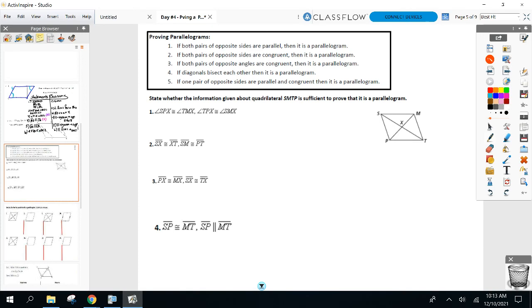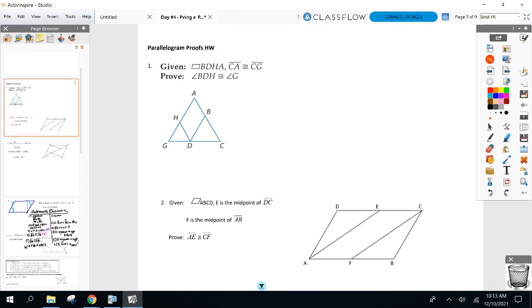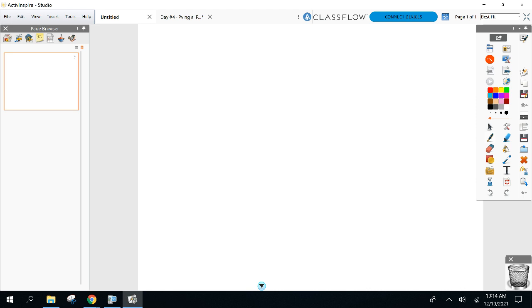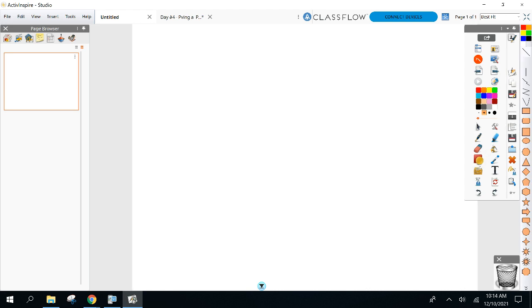All the proofs you did yesterday, in class and for homework, what was always given? I had a parallelogram. Today, prove to me it's a parallelogram. Prove to me this quadrilateral is a parallelogram. This is not in your notes, and I don't want you to write it down. I think it's a lot easier for me to visually show you what makes a parallelogram.